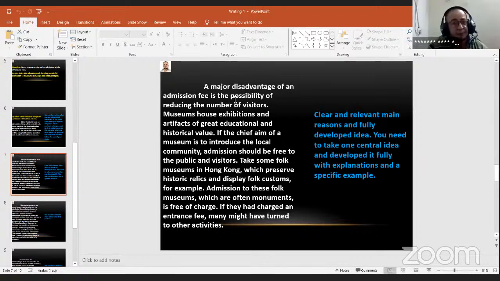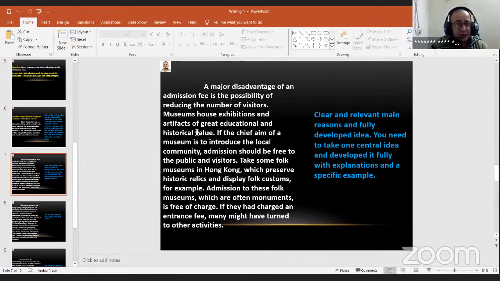For example, we started with the disadvantages here. A major disadvantage of an admission fee is the possibility of reducing the number of visitors, and that is the main idea of the paragraph. Now we come to explain how and why.